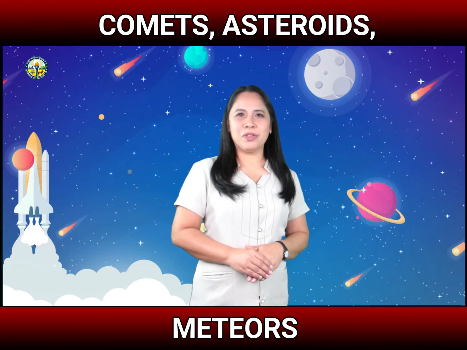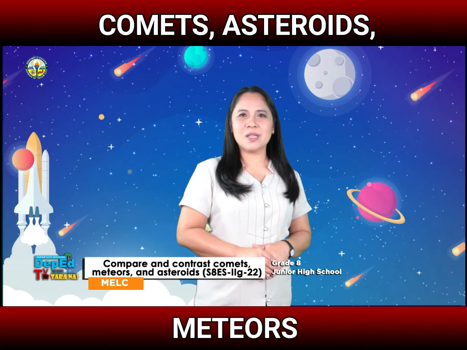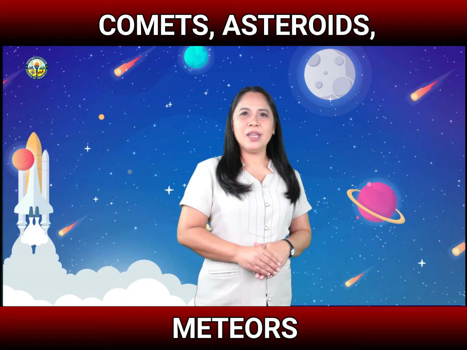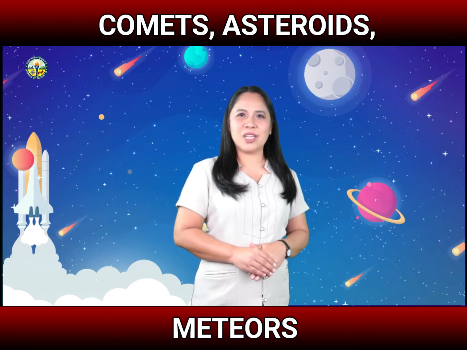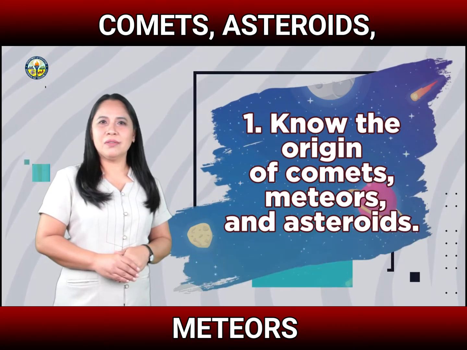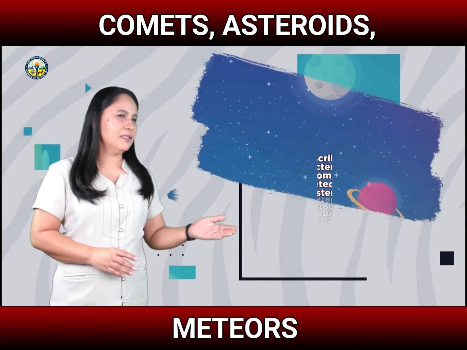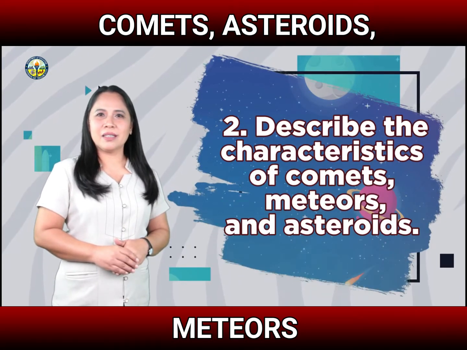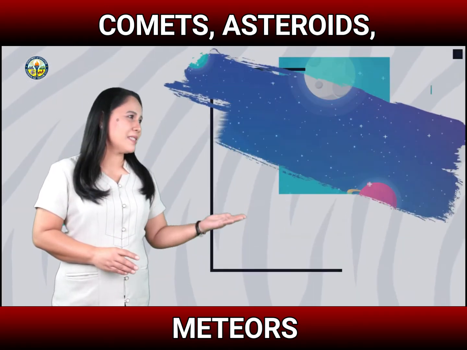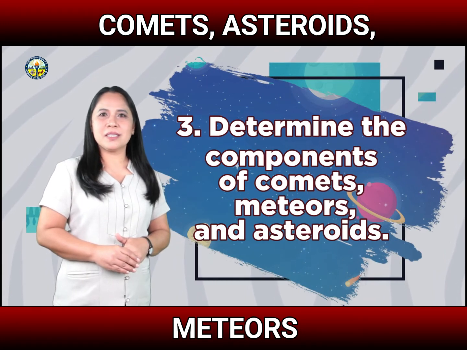This session will cover our most essential learning competency, that is to compare and contrast comets, meteors, and asteroids. Specifically, you will learn the following lesson objectives. First, know the origin of comets, meteors, and asteroids. Second, describe the characteristics of comets, meteors, and asteroids. And lastly, determine the components of comets, meteors, and asteroids.